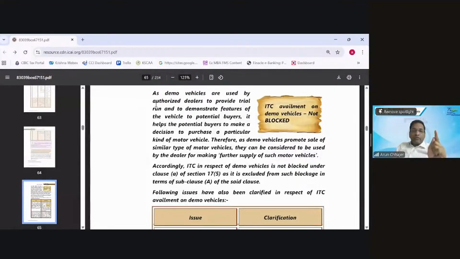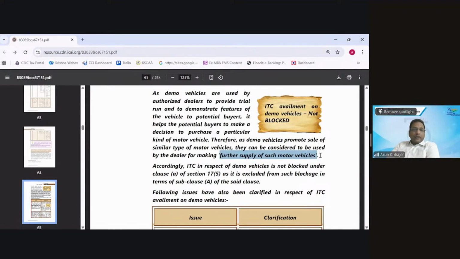Demo vehicles are used by the authorized dealer to provide the trial run and to demonstrate the features of the vehicle to the potential buyers. It helps the potential buyer to make the decision to purchase the particular kind of vehicle. Therefore, demo vehicles promote the sale of similar type of motor vehicle and can be considered as used by the dealer for making the further supply.